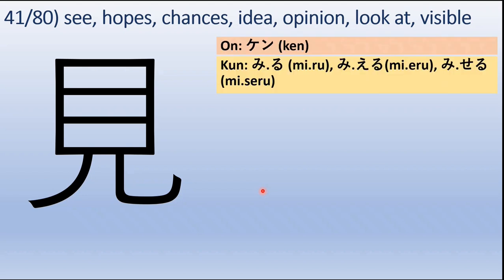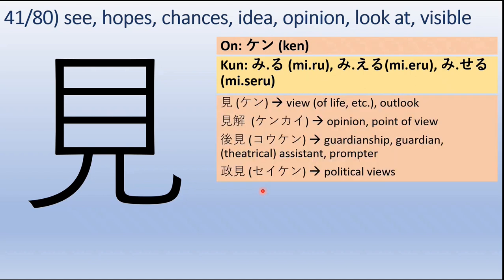The on reading is ken. The kun readings are miru, mieru, and miseru. The usage in onyomi will be ken, which is view of life, etc. That is outlook. Then we have kenkai. Kenkai means opinion or point of view. Koken means guardianship, guardian, theatrical assistant or a prompter. Then we have seiken, which is political views.